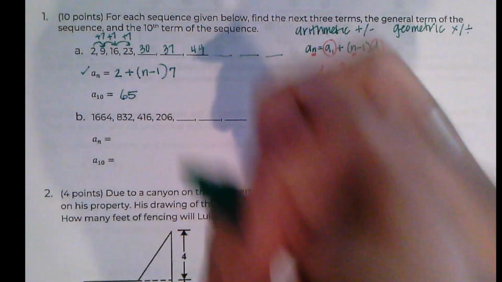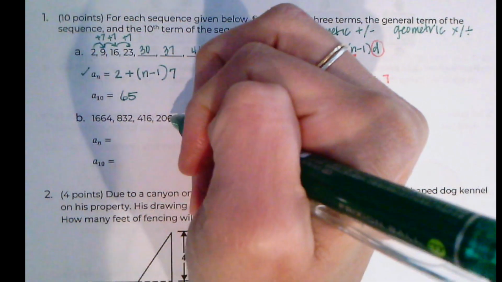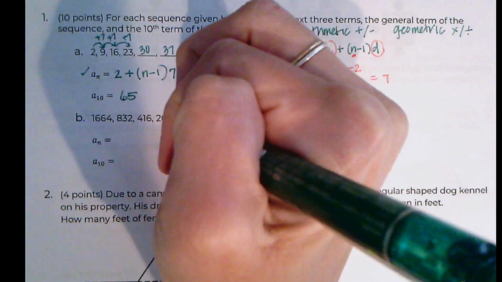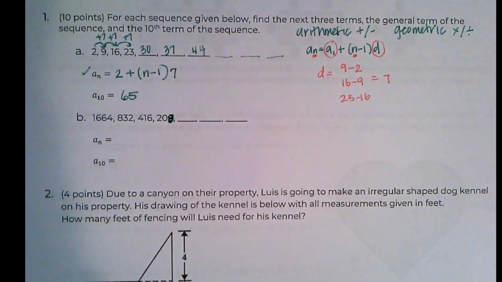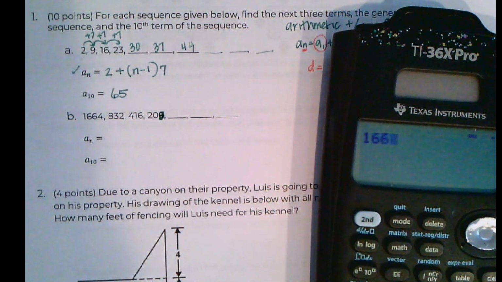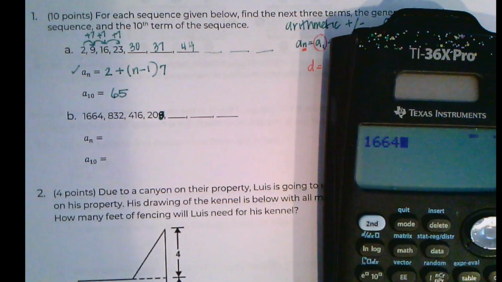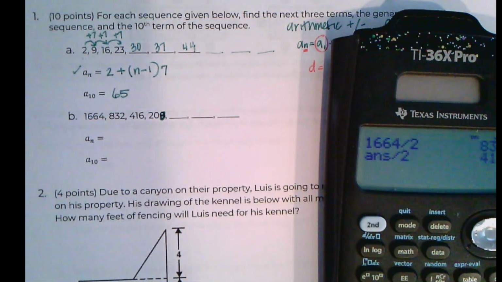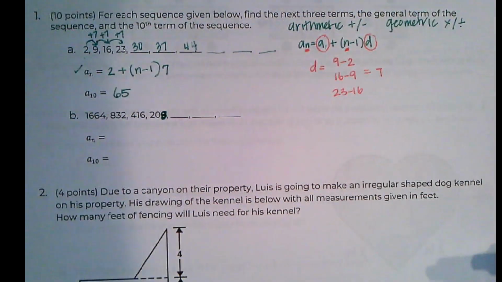Second one does have a typo. This should be 203 or 208. I can't remember what the typo is, because it looks like our pattern here: 1664 divided by 2 is 832, divided by 2 gives me 416, divided by 2 should have been a 208, but I had a typo there.